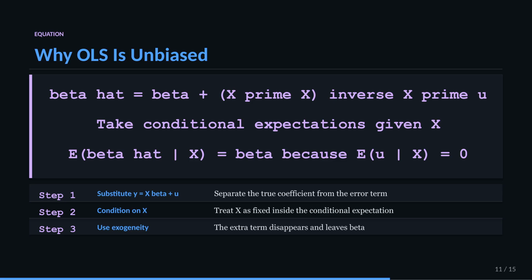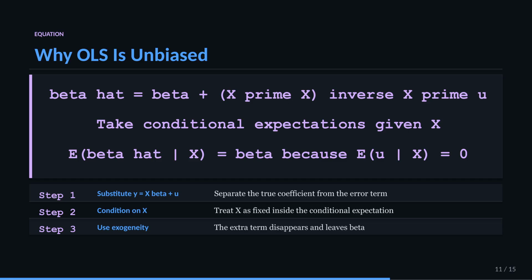The unbiasedness proof now becomes very short. Start from the OLS formula and substitute in y equals X beta plus u. Then beta hat becomes beta plus X prime X inverse X prime u. Now condition on X. The first term is just beta. The second term contains E of u given X. Under the 0 conditional mean assumption, that part is 0. So we get E of beta hat given X equals beta. This is one of the nicest things about matrix notation. A proof that can feel cluttered in scalar form suddenly becomes very transparent.